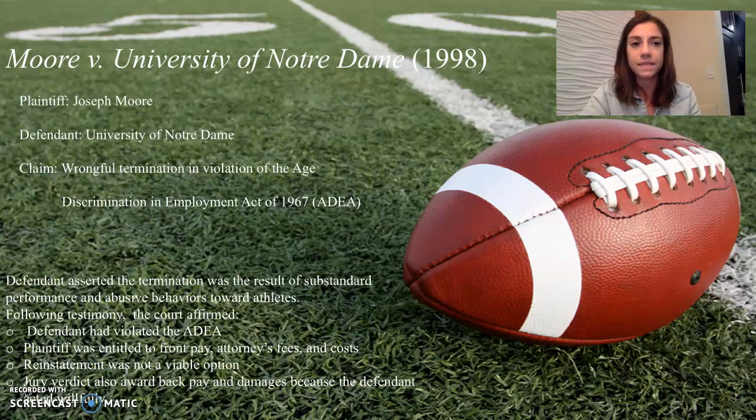Joseph Moore had been an assistant football coach for many years at the University of Notre Dame when his contract was not renewed, and he says it's solely because of his age. Now, he was 64 years old at the time. The defendant is asserting that the termination was the result of substandard performance and abusive behaviors towards the athletes.